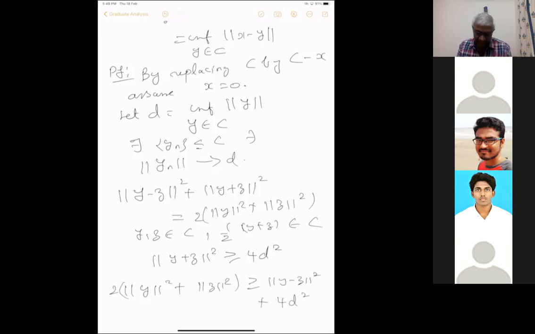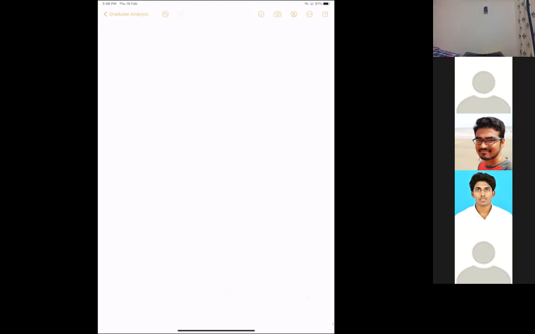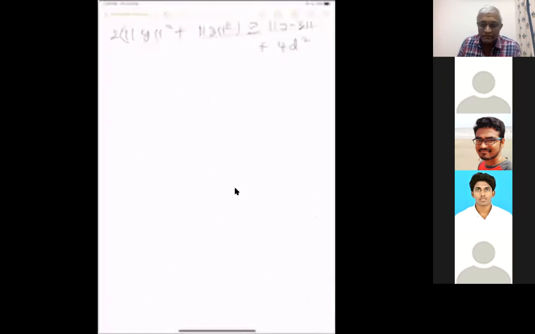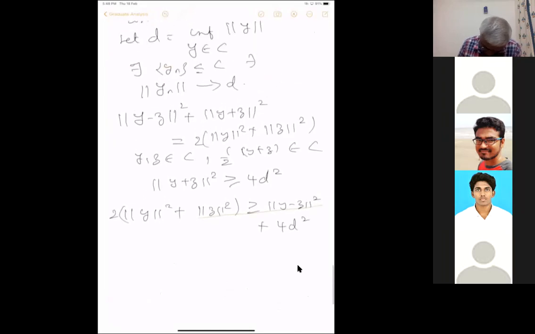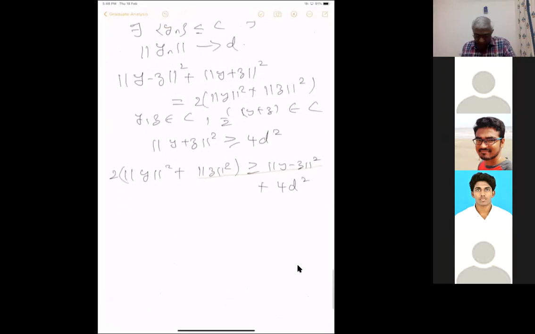This is right. Is this okay? Yes. So this is true. I have just used the fact that half times Y plus Z is in C. Now I choose Y equal to Yn and Z equal to Ym. Okay. Right.